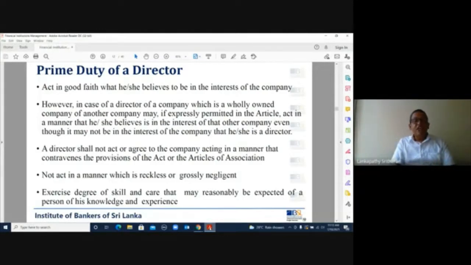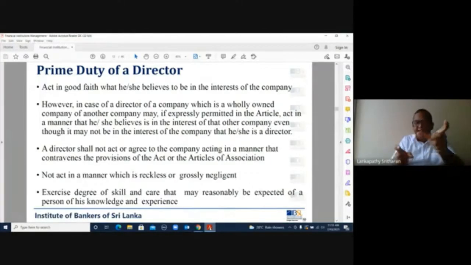The third one is that a director shall not act, or agree to the company acting, in a manner that contravenes the provisions of the Act and the articles of association. That is obvious. The fourth one is not to act in a manner that is reckless or grossly negligent, and to exercise the degree of skill and care that may reasonably be expected of a person of his knowledge and experience. For example, if a chartered accountant is appointed as a director, then his skill and care has to be what is reasonably expected of him based on his knowledge and experience.